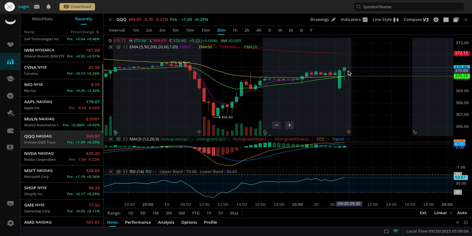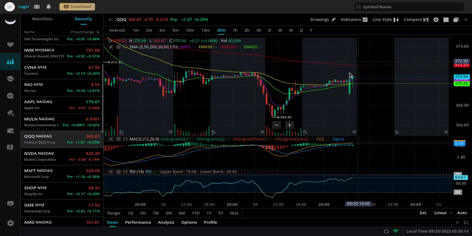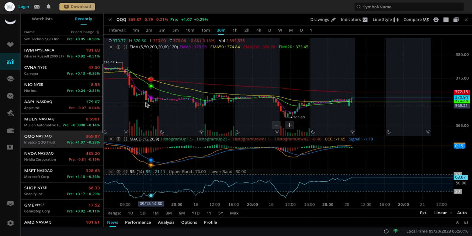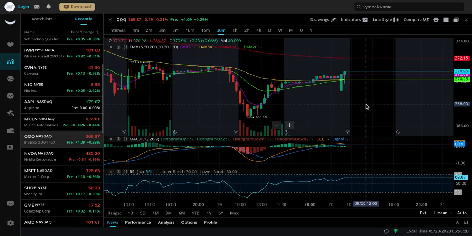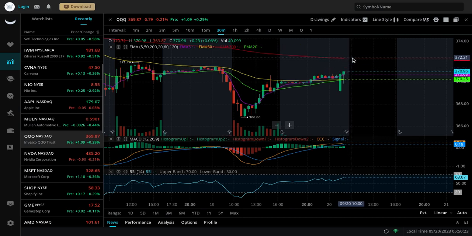QQQ, same thing. Going to be looking for a pop. We want to see this thing get back to about 371.4. If we break it, 372.15 is on the table. I think the QQQ could pump a little bit more. We also have a potential inverse head and shoulders on it. It may try to pop a little bit. Then it may come back down and start chopping a little bit. Look for a pop when we open.